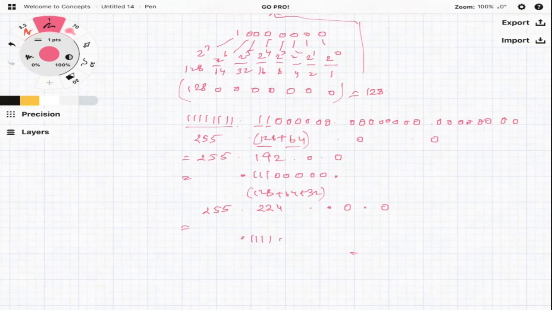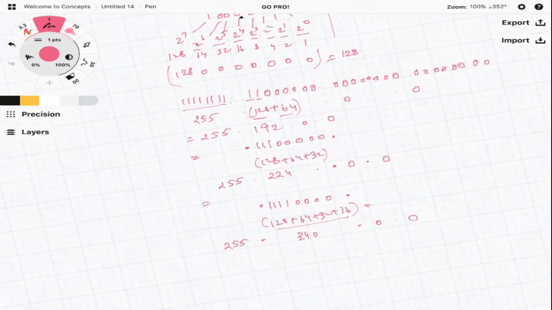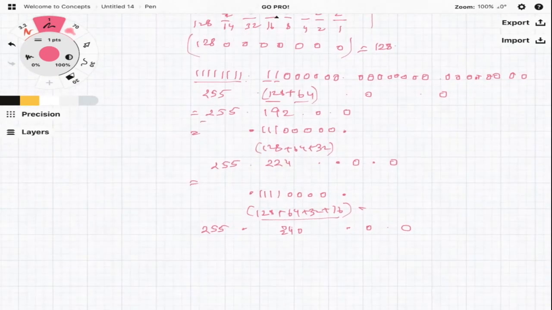The next one, keep on adding like this. Four ones and the remaining are all zeros. So this is nothing but 128 plus 64 plus 32 plus 16, which is 240. This whole is 255.240.0.0. So in this way we got different subnet masks.